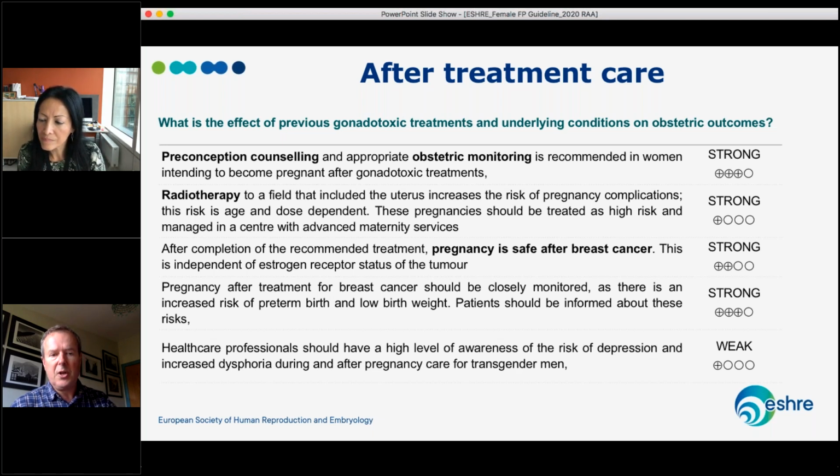However, there are also data that pregnancy after breast cancer may have an increased risk of preterm birth and low birth weight, and therefore patients should be monitored and should be aware of these risks. Similarly, there is some evidence in pregnancy in transgender men of an increased risk of depression and increased dysphoria. This is an area where there is insufficient evidence, but certainly enough to make a recommendation of the need for increased awareness in that specific high-risk patient group.